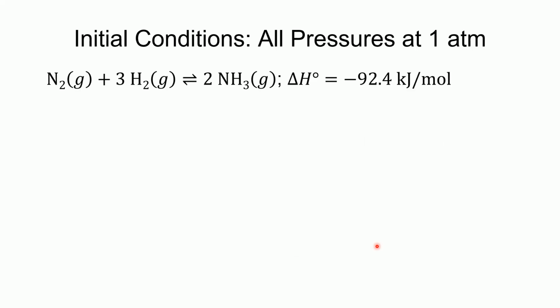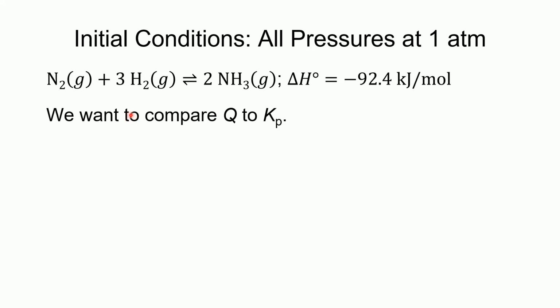So let's start. Again, we're going to start with what I call initial conditions. Everything here is going to be at 195 degrees, and we're going to start at 1 atmosphere of pressure for all of the gases. So nitrogen's at 1 atmosphere, hydrogen's at 1 atmosphere, and ammonia is also at 1 atmosphere.